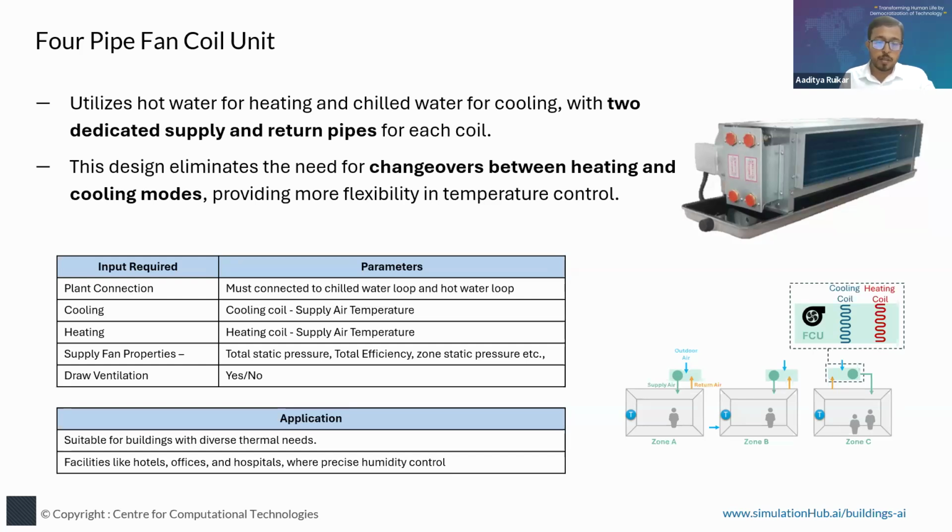Basically, this is a very good system when you have to maintain your humidity and temperature precisely, as it can provide heating and cooling simultaneously in different parts of the building. It uses separate pipes for heating as well as cooling, unlike the 2-pipe fan coil unit. So for precise temperature and humidity control, you have to use this system. You can define this in buildings here as well.